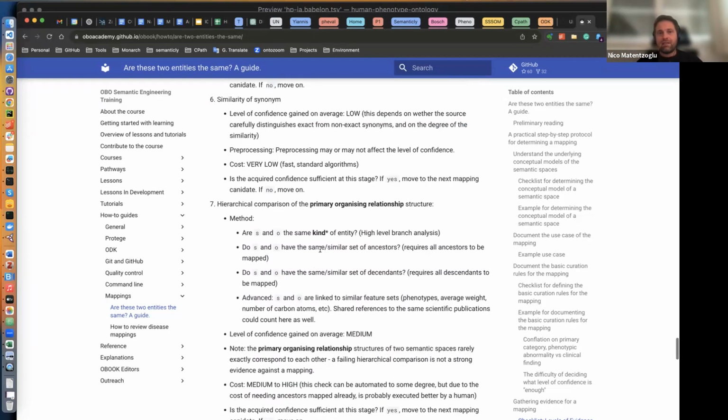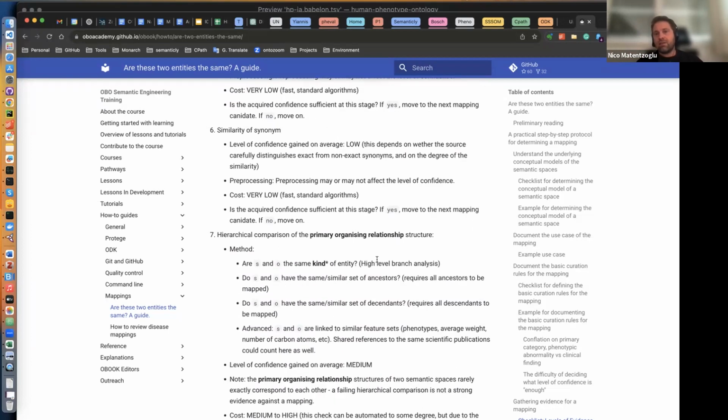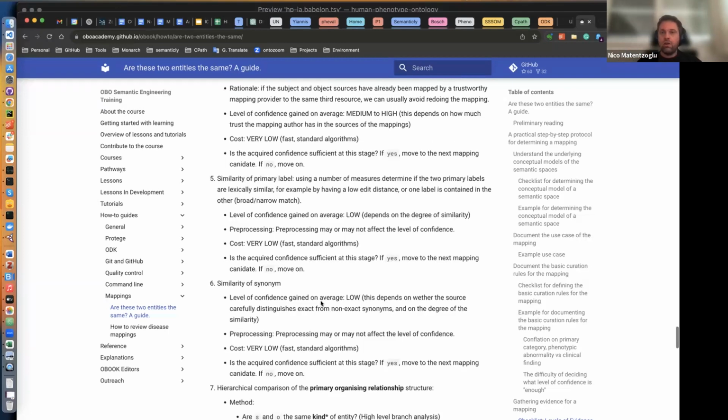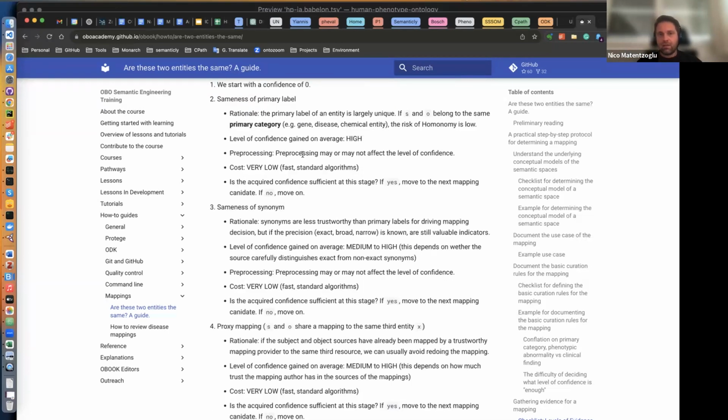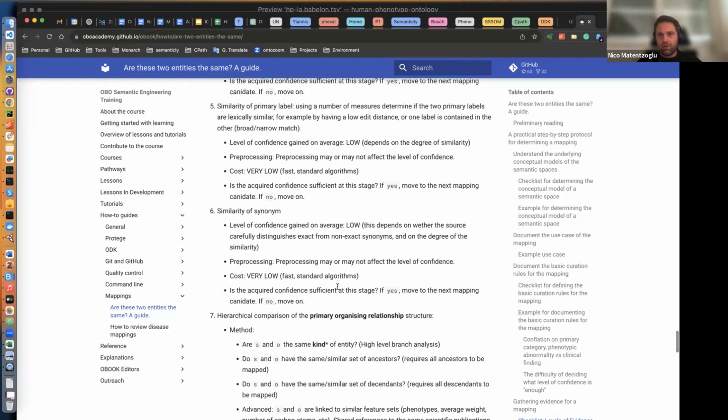But this list here is obviously not an exhaustive list, but more like a list that gives you a bit of a mental model that can structure your own evidence gathering system for your mapping use case.